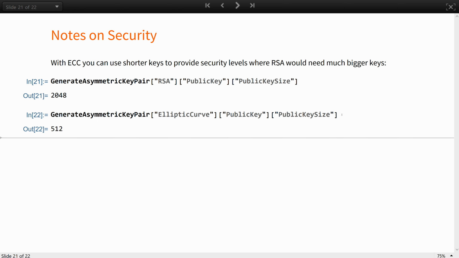This lesson concludes the section on asymmetric cryptography. In the next section, you will learn about important applications of various cryptographic algorithms.